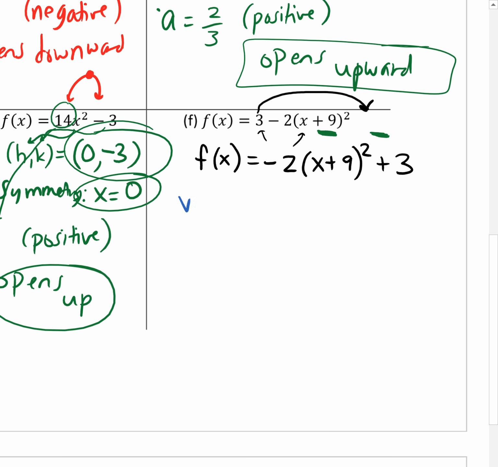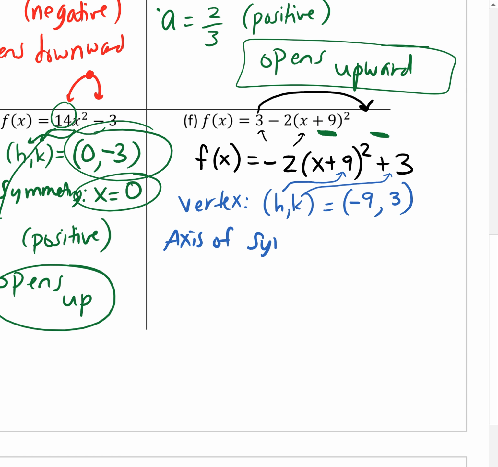All right, now that we have it in the right form, I think it's easier to identify the vertex. H comma k, where h is the number that's inside the parentheses with x, but it's the opposite sign, so -9. And now I can see k is on the right side now that I've moved it, and I don't change its sign. Then the axis of symmetry is going to be x equals, the x value of the vertex, -9.